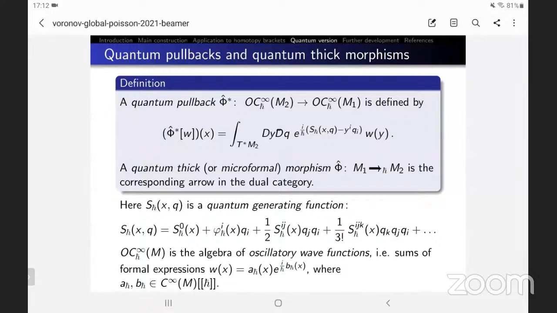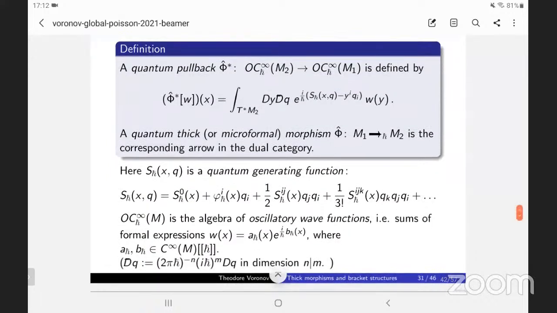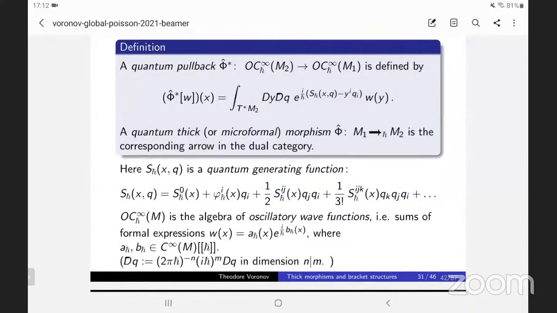What is essential for my approach is that I consider things formally. So I have actually two formal parameters here. One formal parameter is h, which just appeared, and another formal parameter is q. So I have a formal expansion in q. The generating function S is an expansion in q.